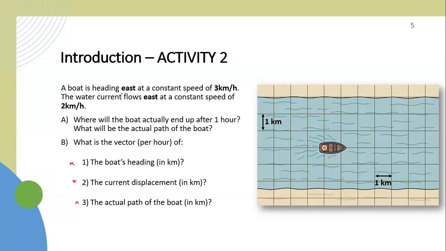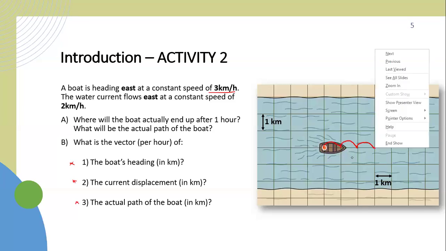They told us that the boat is heading east at a constant speed of 3 kilometers per hour. It means that after 1 hour, the boat has covered a distance of 3 kilometers. Now, this is the position where our boat is. So it's going to move 3 kilometers. The first kilometer, this is the first box, the second, and then this is the third. Now that is where our boat is.